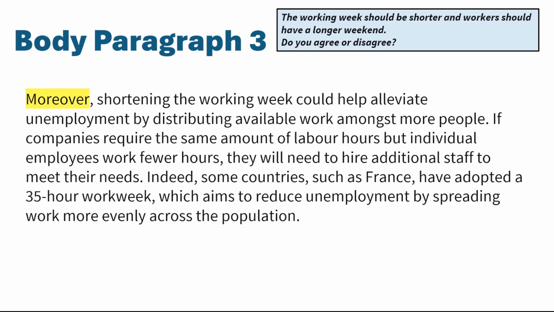Let's look at the vocabulary. Moreover. So this is a very useful transition signal to say that I'm adding some more information. I could say thirdly, but it's getting a bit boring. Firstly, secondly, thirdly. So I've used moreover to introduce some more variation. Could help alleviate unemployment. That's another way of talking about reducing unemployment. I've used a complex verb phrase here, could help alleviate.